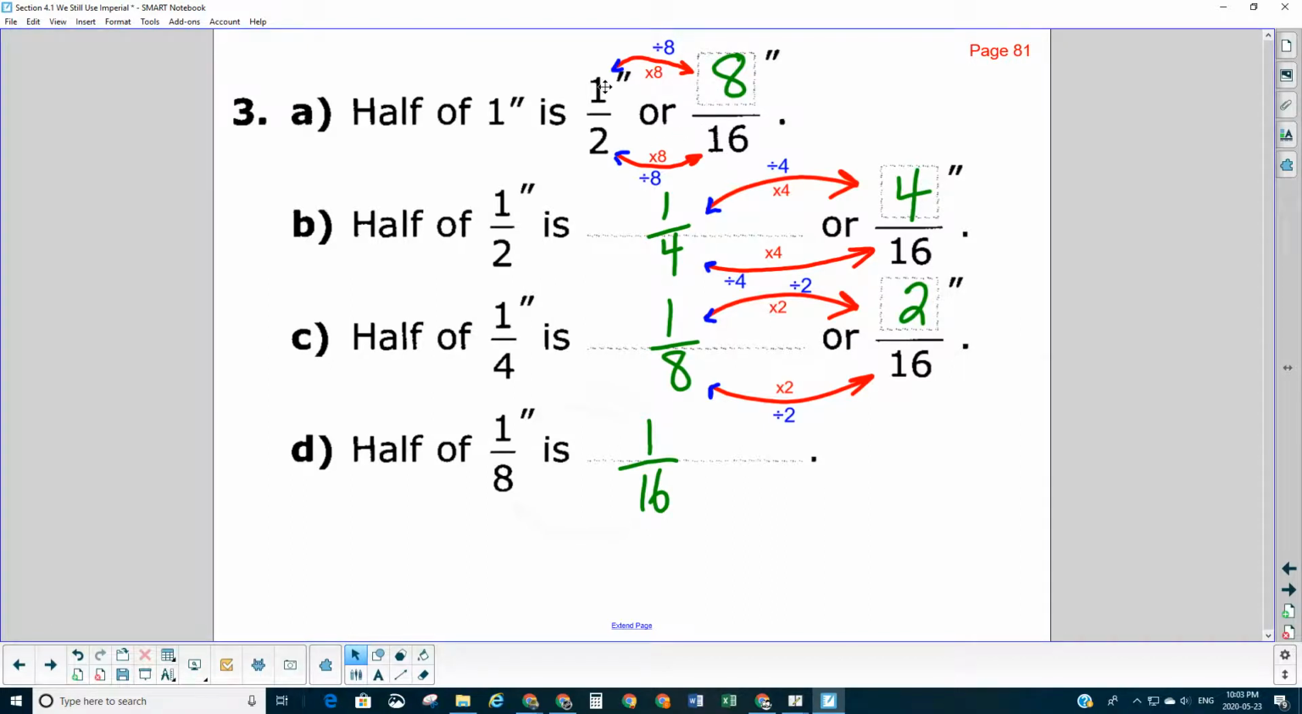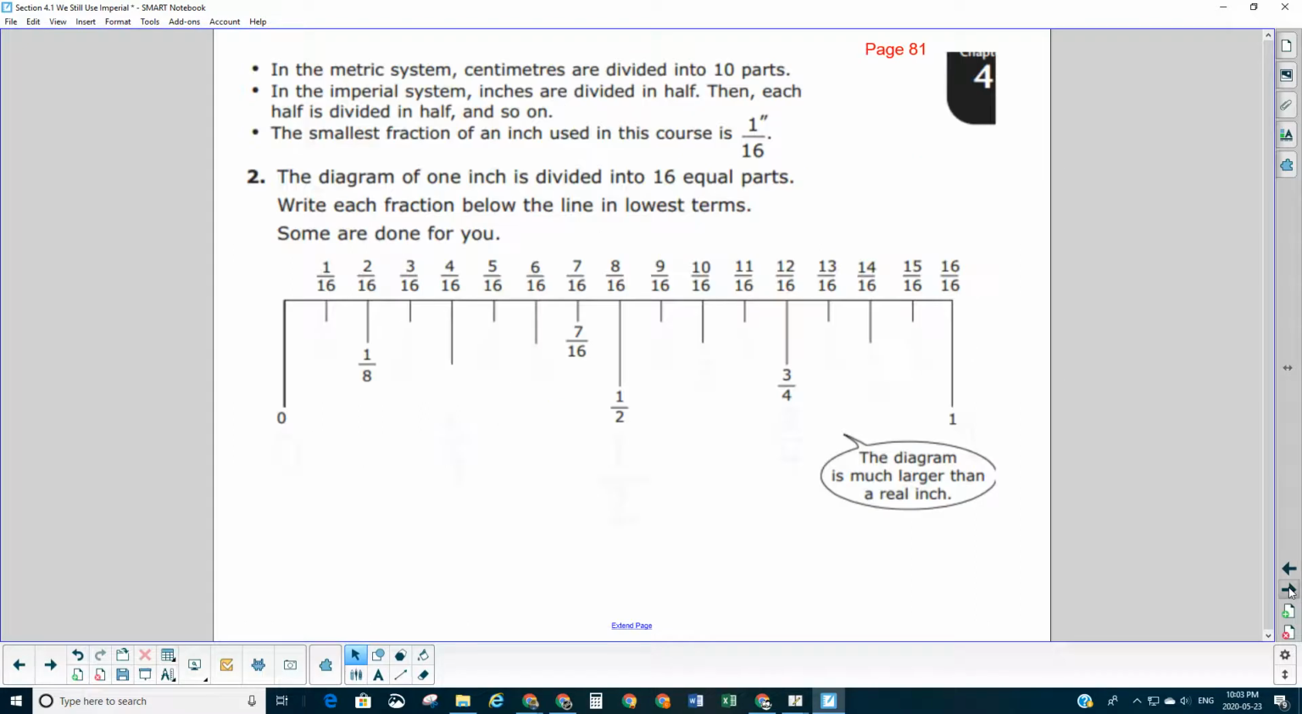8 divided by 8 is 1. Okay, so going from these fractions and reducing will require some dividing, and that's why I wanted to look at this before we go to number 2. So let's go back to number 2, and in number 2, you'll see that we're going to reduce each fraction in lowest terms. So we're going to take all of these and reduce them in lowest terms.